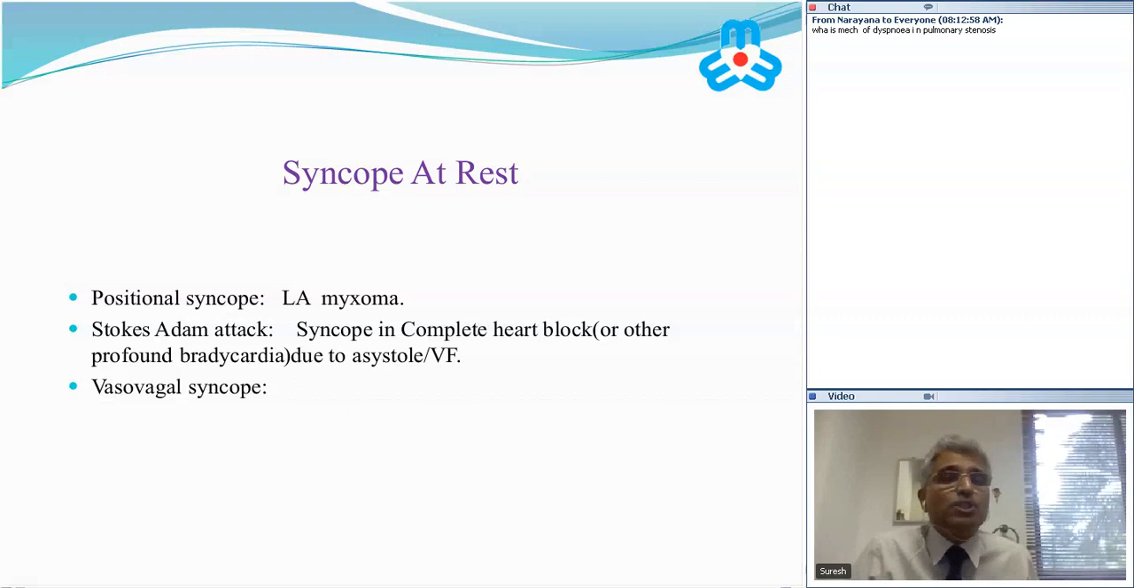This is what is called, in the context of complete heart block, classically referred to as a Stokes-Adams attack, and during the Stokes-Adams attack, either there is extreme bradycardia or actual asystole or ventricular fibrillation.